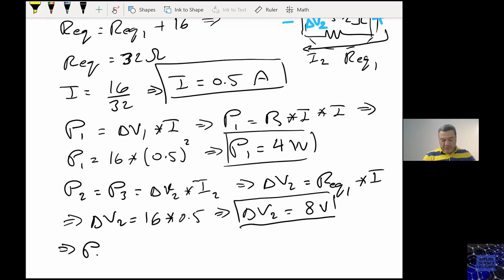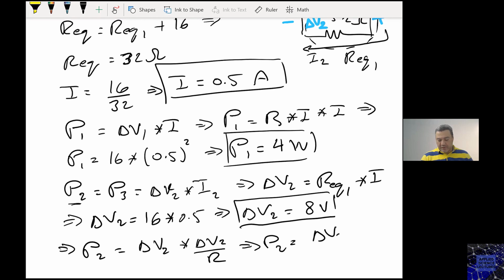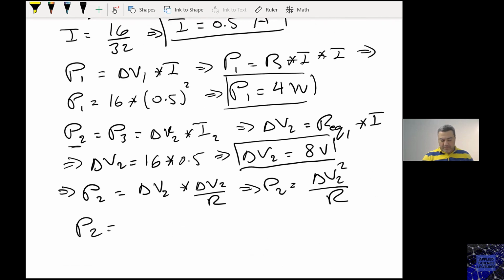Now back to P2, I can say P2 is delta V2 times I2, and I know that I2 is delta V2 divided by 32. Then P2 is delta V2 squared divided by R. Delta V2 is 8, squared, divided by R, which is 32. P2 is 2 watts, and this is also equal to P3.